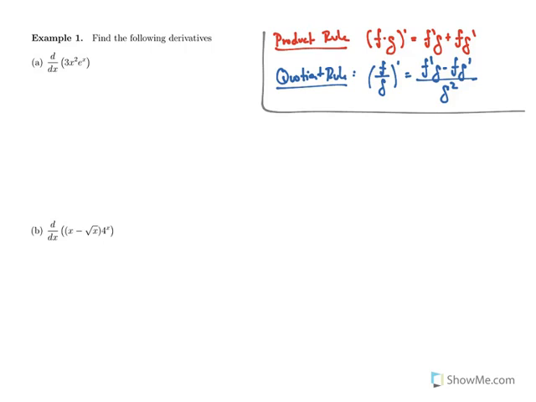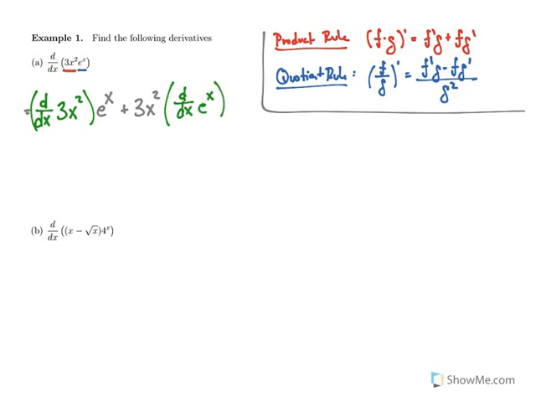All right, so first one, we have two functions multiplied together, a 3x squared and an e to the x. So the product rule says that I'm going to take the derivative of the first function times the second plus the first times the derivative of the second.